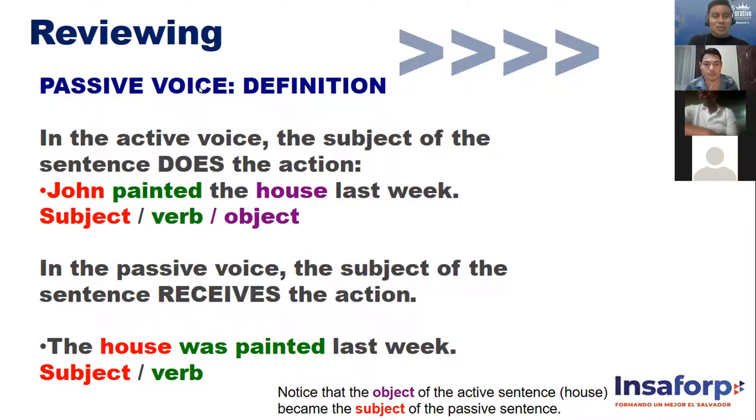As we can see, we also have the passive voice example. Now we make a change. We change the position of the subject, and now it's not gonna be John our subject. It's going to be what? The object, which is the house. So we say the house was painted last week. So our subject becomes our object and vice versa, okay? Why do I say was painted? Because in my active voice, I said painted, and that is the past. And remember that the passive voice in the past is made with was, were, plus past participle, okay? This is what we said yesterday.